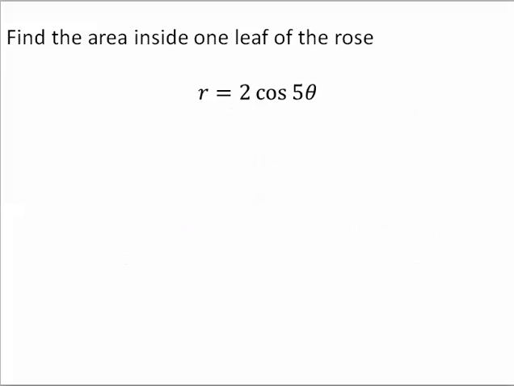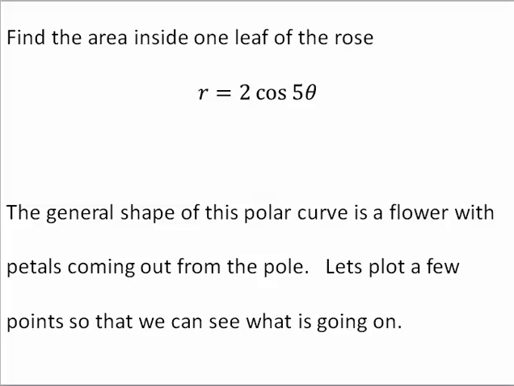11.3.25. Find the area inside one leaf of the rose. The general shape of this polar curve is a flower with petals coming out from the pole. What we want to do is plot enough points that we can see what's going on in order to find the area of one petal.